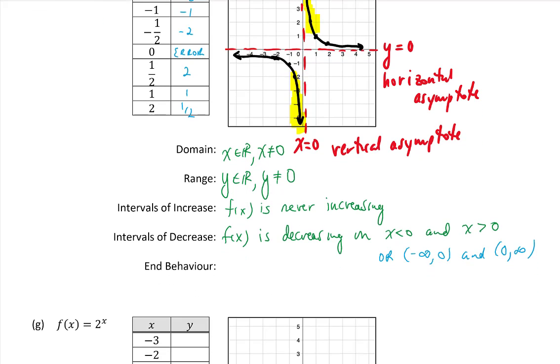And finally, our end behavior. We can say as x goes to infinity, y, if you look at this graph, is approaching 0 or goes to 0. And similarly, as x goes to negative infinity, y is approaching 0. And this is what makes up a horizontal asymptote, that the y values approach a number.